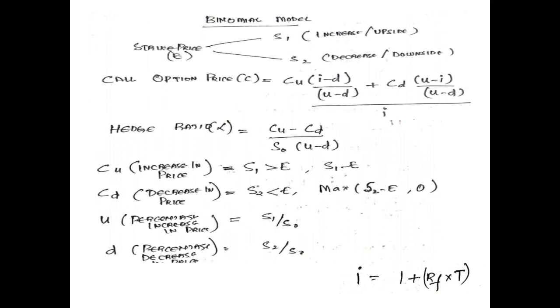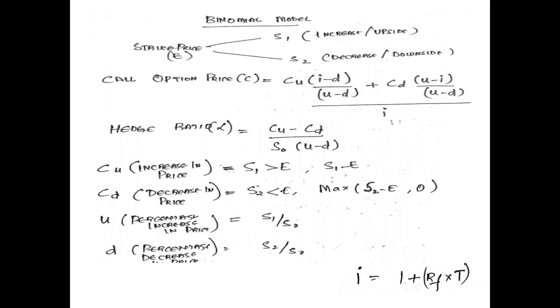The binomial model, as a theory, says that if you look at the current price of the share, there is an equal chance, a probability, of either an increase or a decrease. The theory of the binomial is purely dependent upon the theory of probability. Probability gives a chance of increasing or decreasing, that is upside or downside. So we call them S1 and S2.